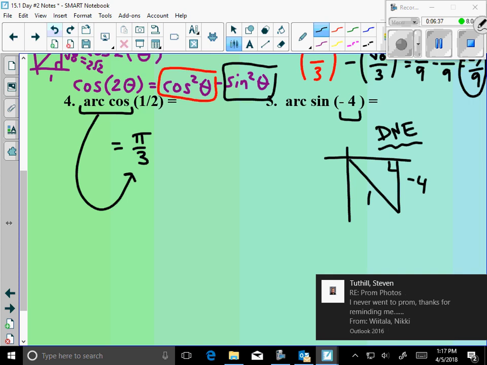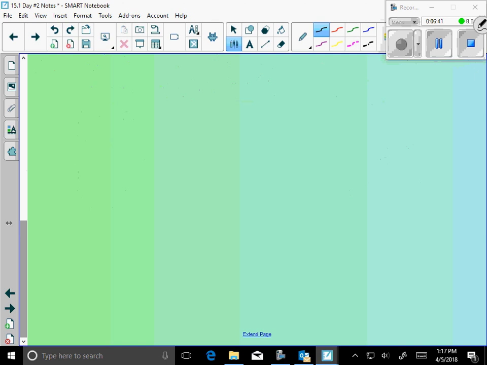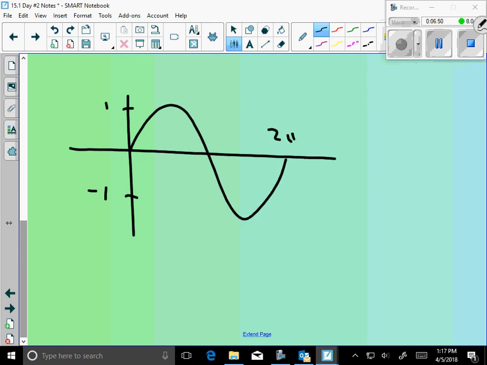Okay, I want to connect this to one more thing, and it might go in your brain like a good explosion. If there's a good explosion in your brain. Let's look at sine for a second. 2 pi, right? Pi over 2, 3 pi over 2. This is your friend.